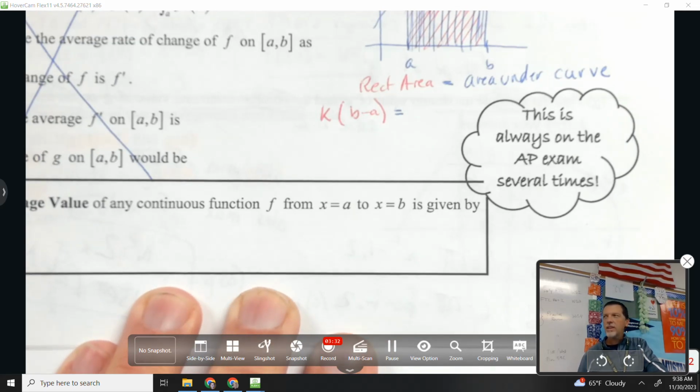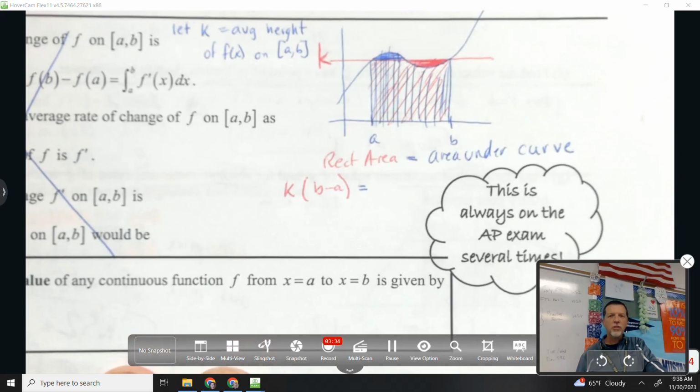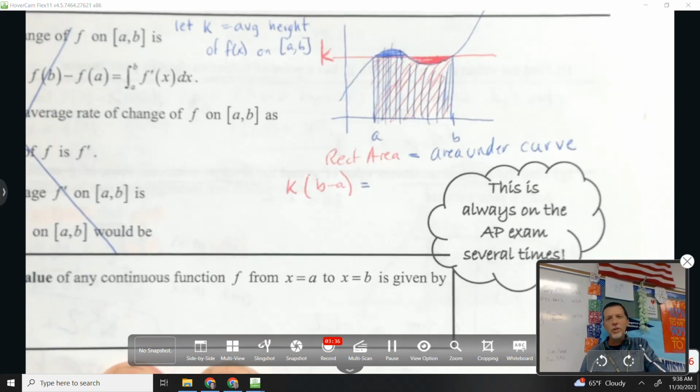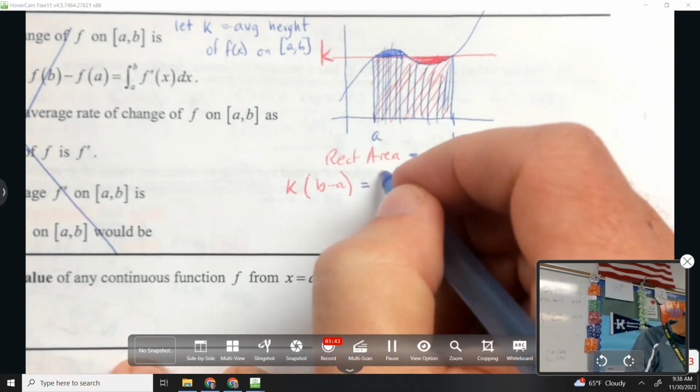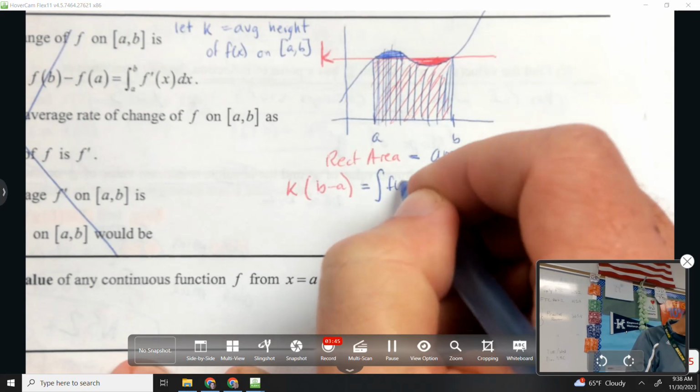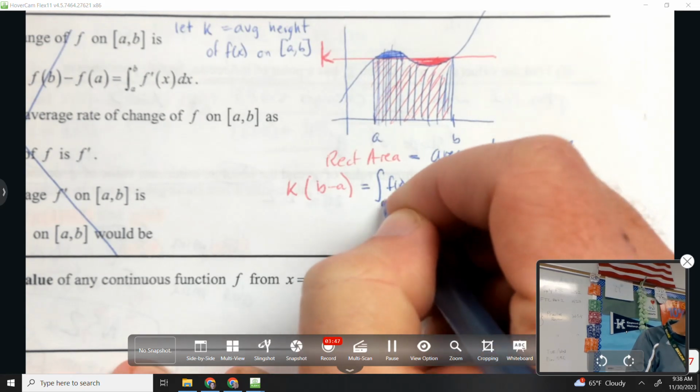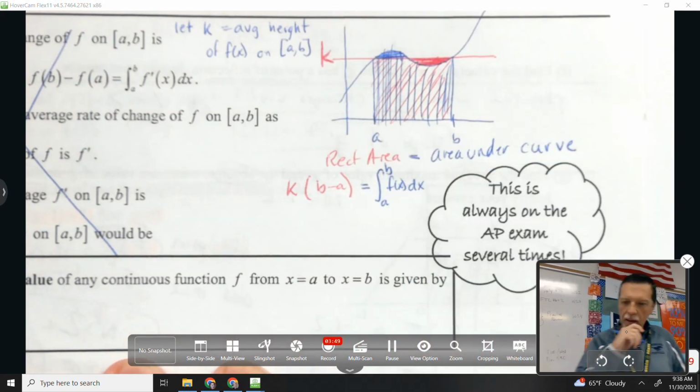How about the area under the curve? What expression or what calculus thing do we use to find the area under a curve? The antiderivative, or the integral. So that's the antiderivative of f of x from A to B.